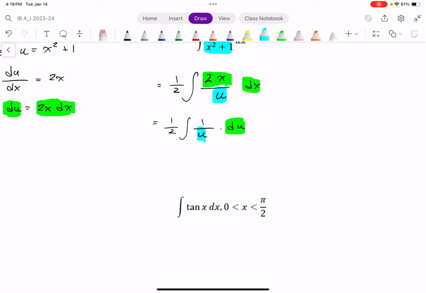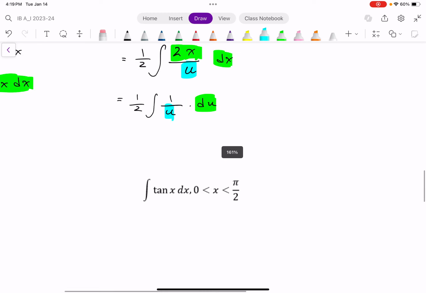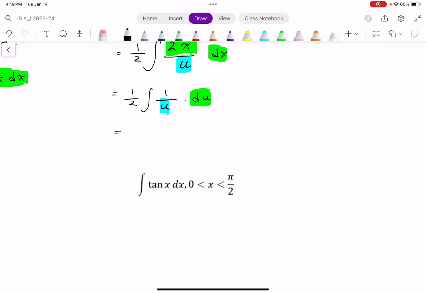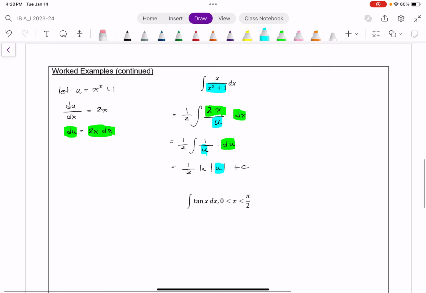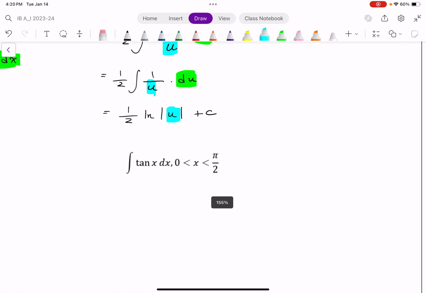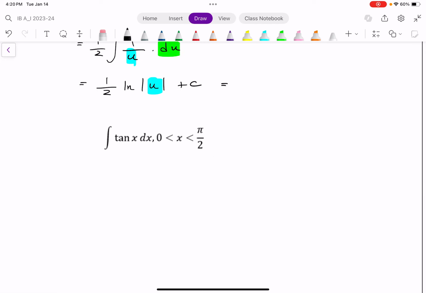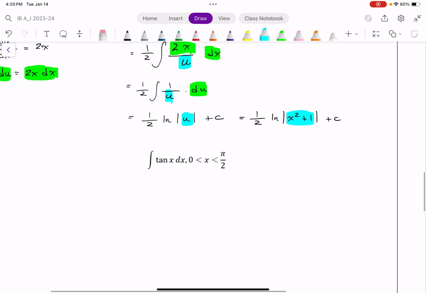And now I can realize from previous lessons, this is going to lead to the natural logarithm. So this is going to be 1/2 times the natural logarithm of the absolute value of u plus a constant. That's it. Don't forget u is actually x squared plus 1. So my final answer is 1/2 times the natural logarithm of the absolute value of x squared plus 1 plus c. Keep in mind, if you have time, you can always use the chain rule and go back. Keep in mind, on a test, you probably won't have time.